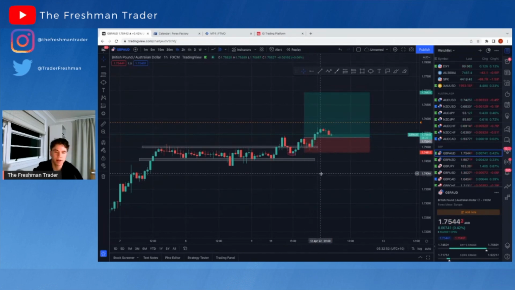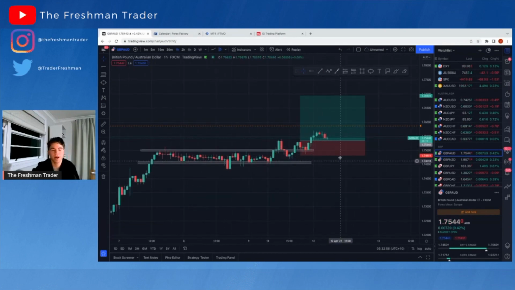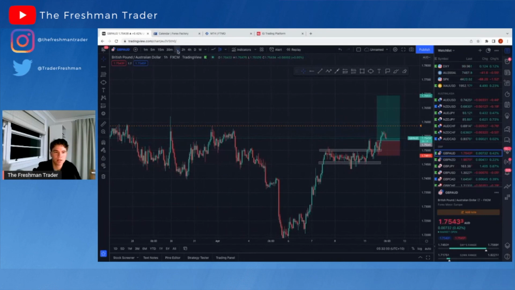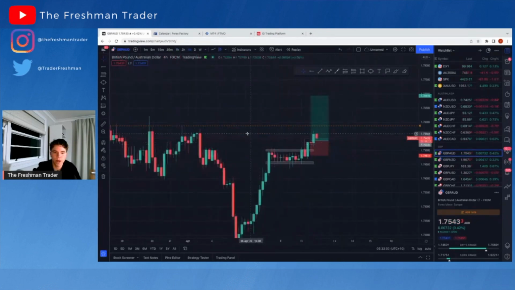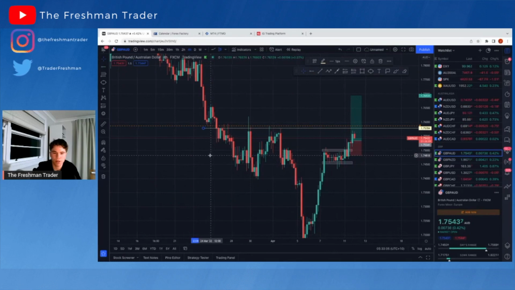Okay, nothing special whatsoever, but it's looking pretty good. And hopefully we can see price. Let me just flip back to the 4H. Hopefully we can see price break above this key level over here.